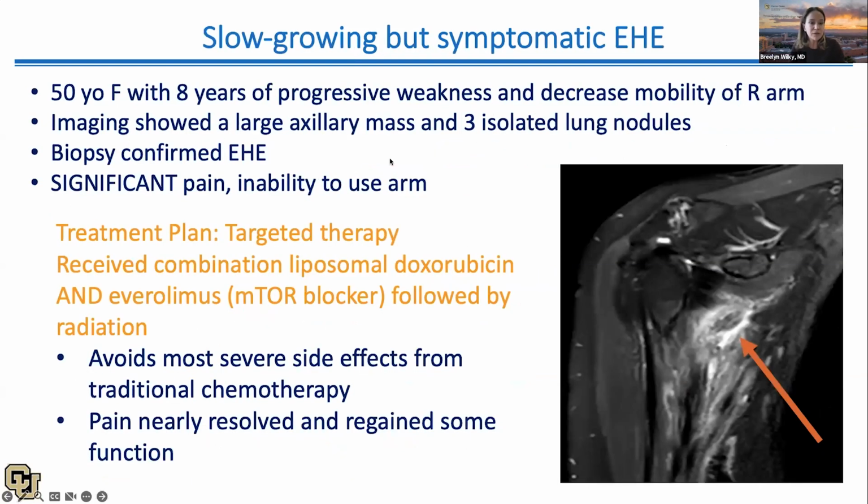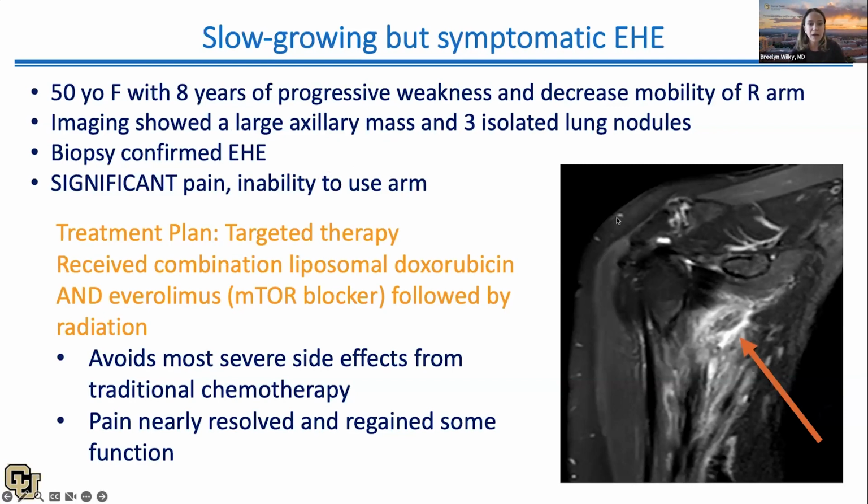And then my third snowflake I'll talk about, this lady was 50 years old and she had actually had right arm weakness for many years and sort of blamed it on shoulder issues, maybe rotator cuff injury, but ultimately wound up getting scans that showed a large axillary mass. So this is the armpit.